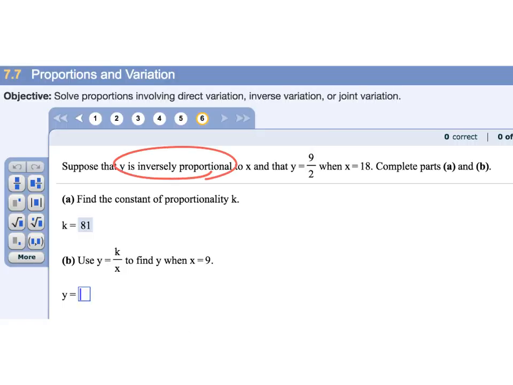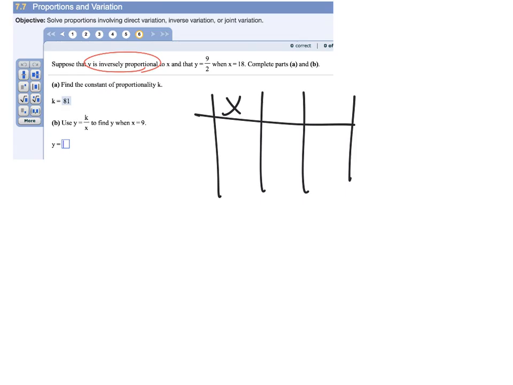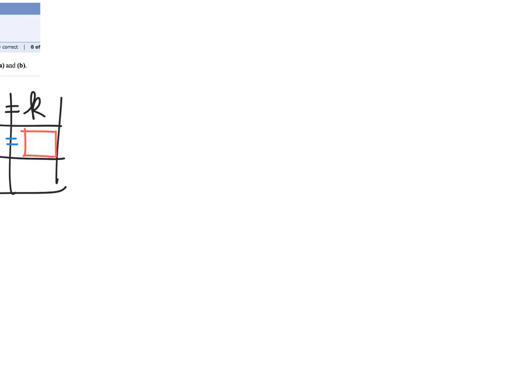And again, we have an inverse proportional relationship here, so we are going to use the 3-column table, and it's going to be x times y is equal to k. And we are told that y is 9/2 when x is 18. So y is 9/2 when x is 18. So we know that 18 times 9/2 is going to give us our value for k.